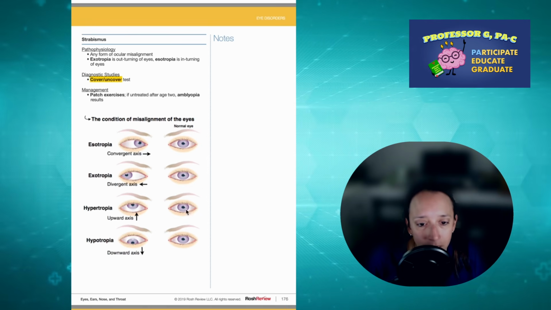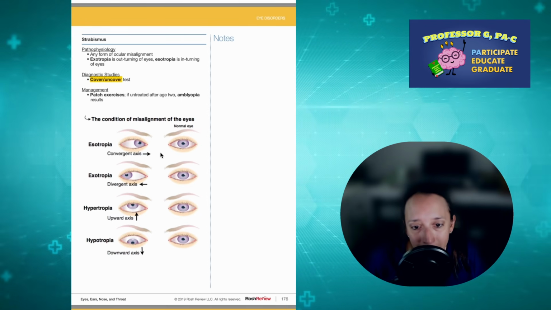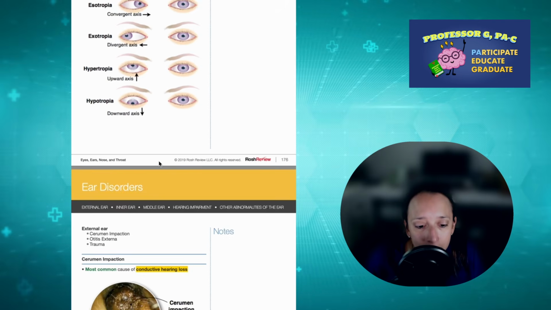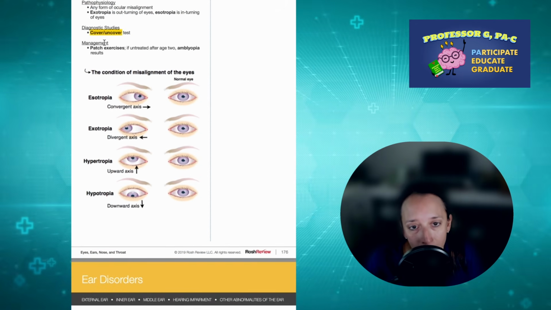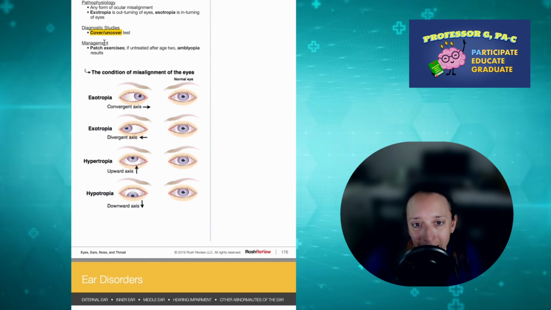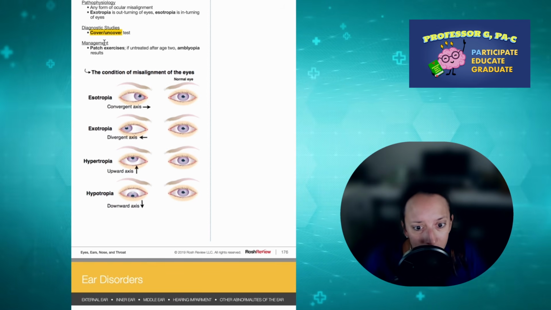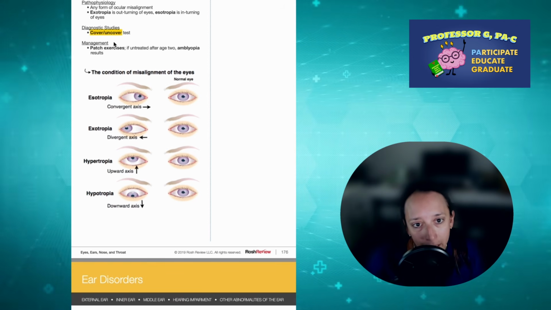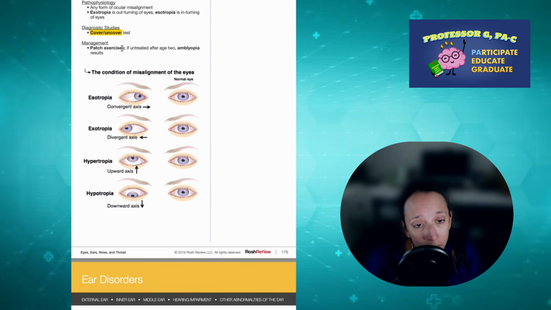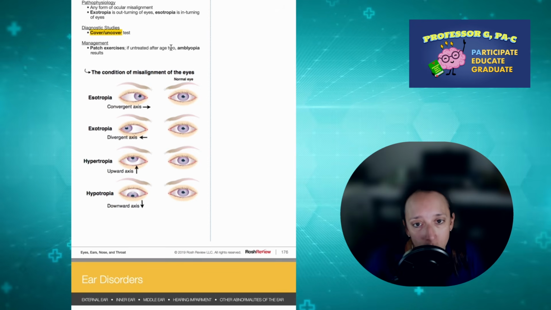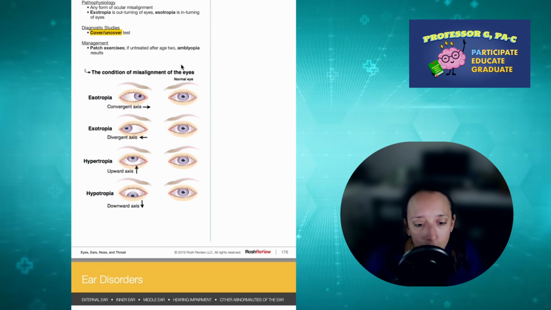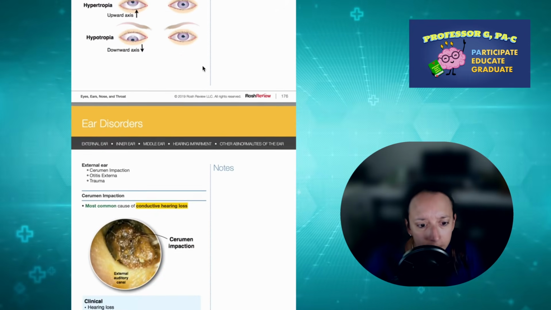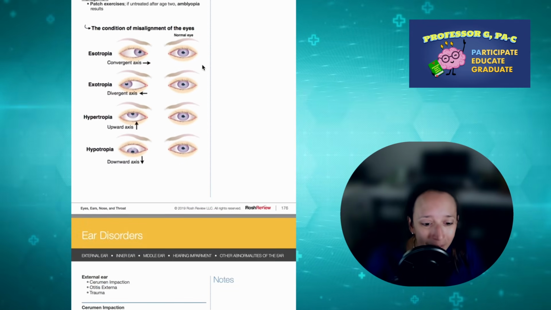There's a bunch of different types of this. Basically, which way is the bad eye turned at rest? And we have to treat this by patching exercises. So we want to cover the good eye, and that will force the bad eye to kind of do its thing and strengthen up. And we want to treat it especially when it's in kiddos, before the age of 2 to help reduce the development or the turning into amblyopia, which I think we'll cover a little bit later. No, we won't. We're going on to ear disorders.